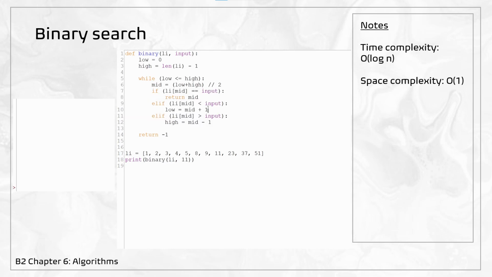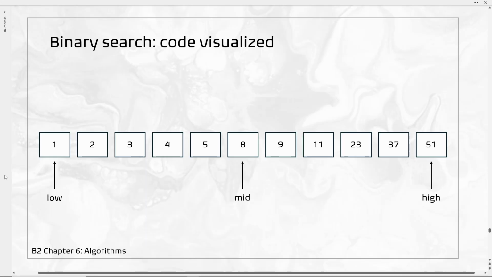Then we compare our target value to the list's middle value, and we update the low and high pointers accordingly, which essentially just narrows down our list. Here's a diagram for what's going on. You can see that initially the low, mid, and high pointers point to their list elements. Now the code low equals mid plus 1 essentially puts our pointer here.